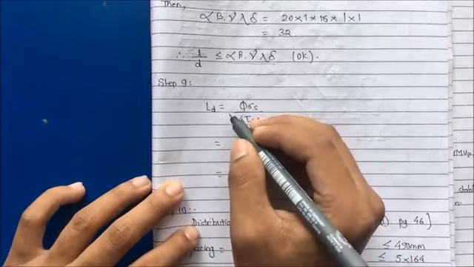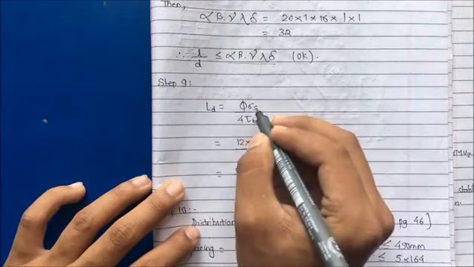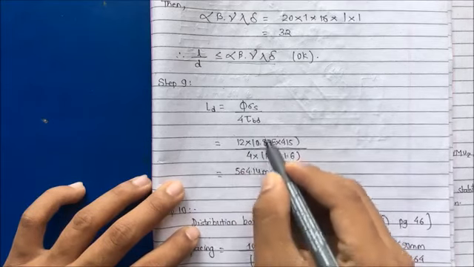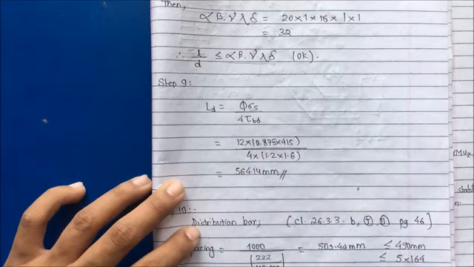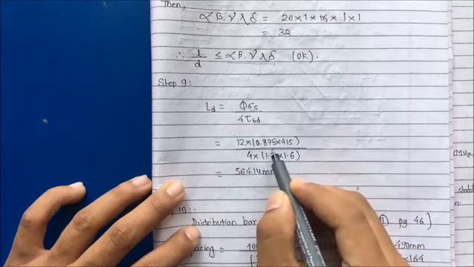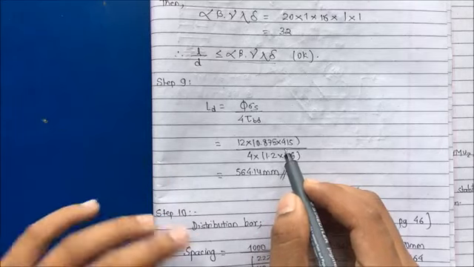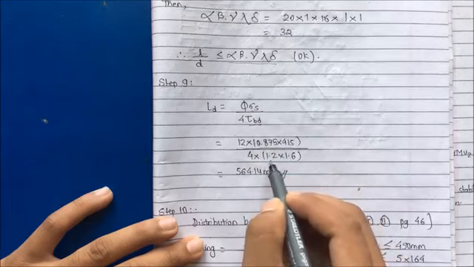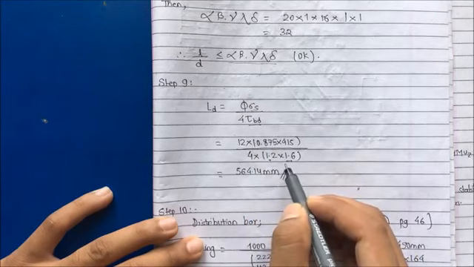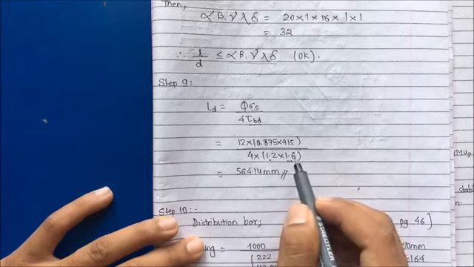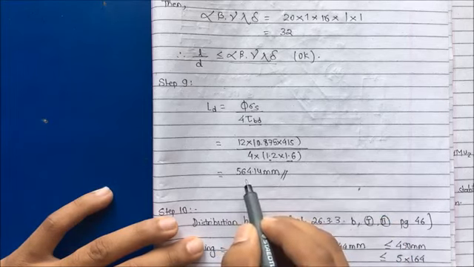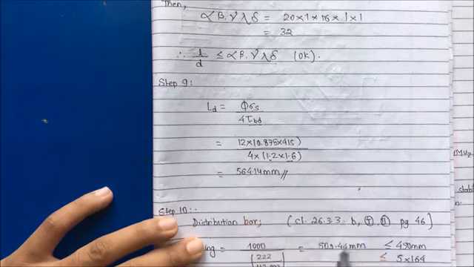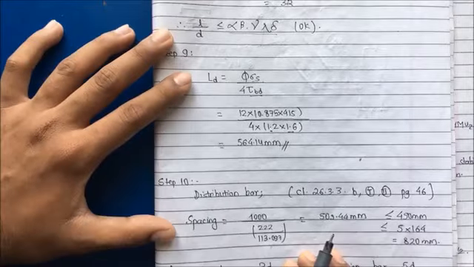From the code we have the value for LD as phi into sigma s divided by 4 into tau BD. Phi is the bar size 12, and sigma s is taken as 0.87 into Fy, that is 87% of the yield strength of the steel, and 4 into 1.2 tau BD. For M20 grade it is 1.2, and 60% can be increased for the deformed bars. It is also from the code you can find. This comes as 564.14 mm. So this is the development length required for the stairs to transfer the load from steel to the concrete.